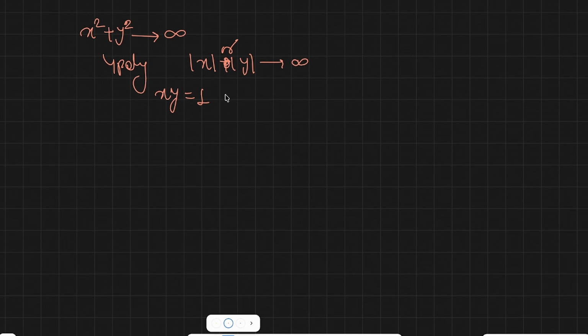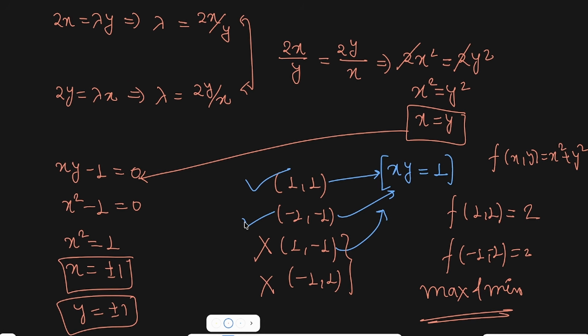Since x square plus y square is tending to infinity, because it is a polynomial function, because mod x or mod y is tending to infinity, and xy is equal to 1. This is the constraint, this is the condition. So in this case it will not be maximum, it will be minimum, because the minimum value for this function will be 2.